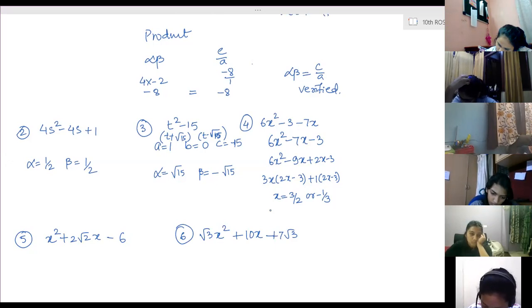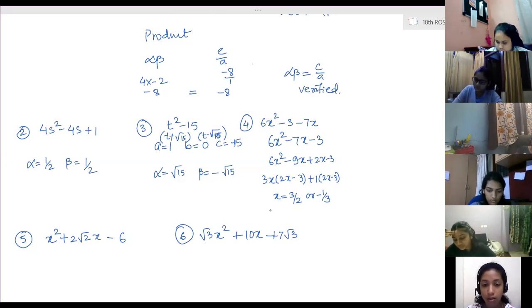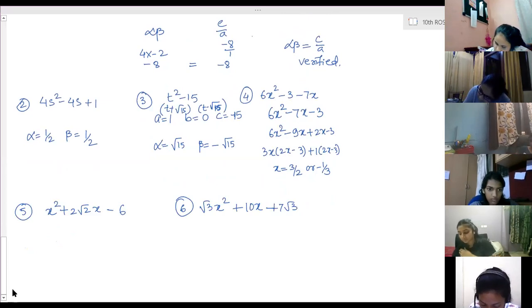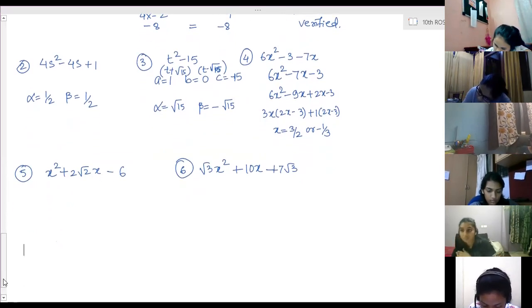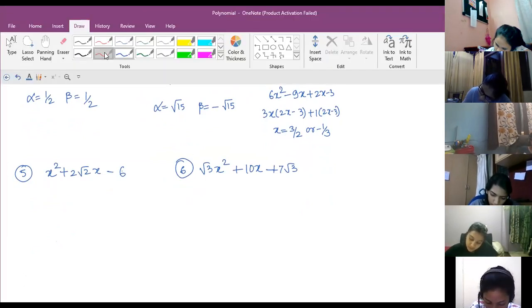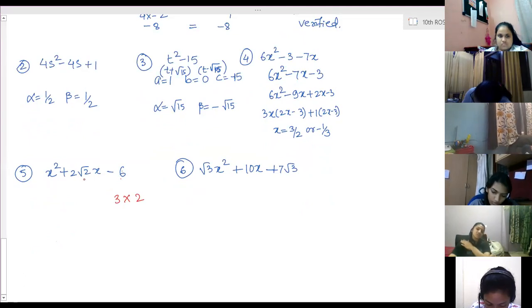What happened, Anisha? Ma'am, I got the roots as minus 3 root 2 and root 2. Yes, right. Ma'am, can you just do the middle term splitting ones, because 6 is there? You can write 6 as 3 into 2. Now what is needed here?